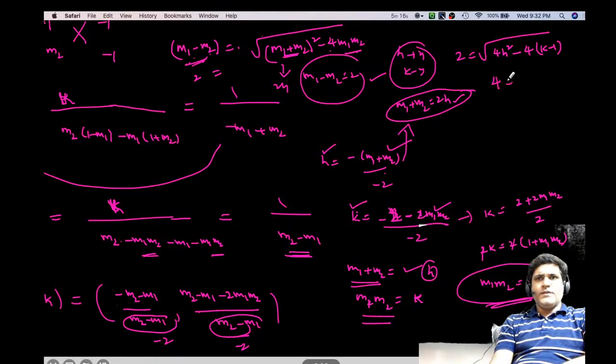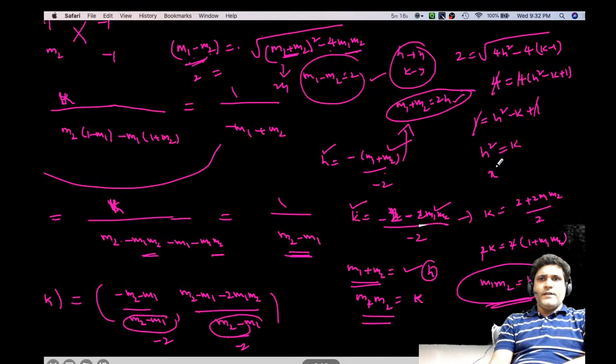We square on both sides. 4 is equal to 4 into h square minus k plus 1, that is, 4 cancel, therefore 1 is equal to h square minus k plus 1. Here 1 cancels, h square is equal to k, therefore generalizing, x square equal to y. So this is the locus.